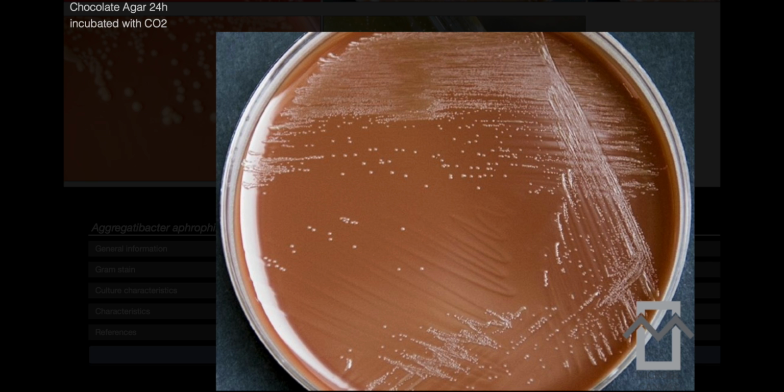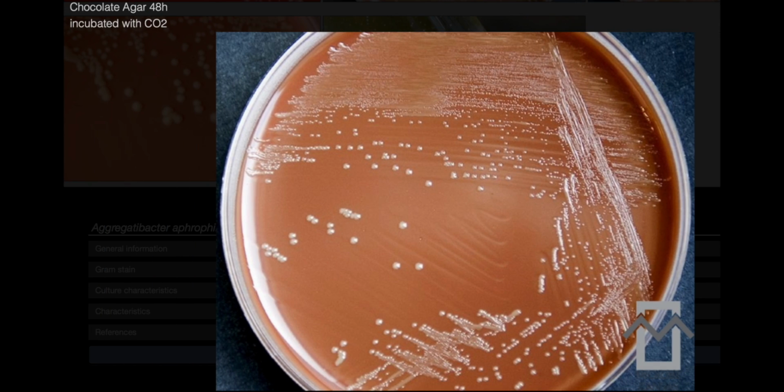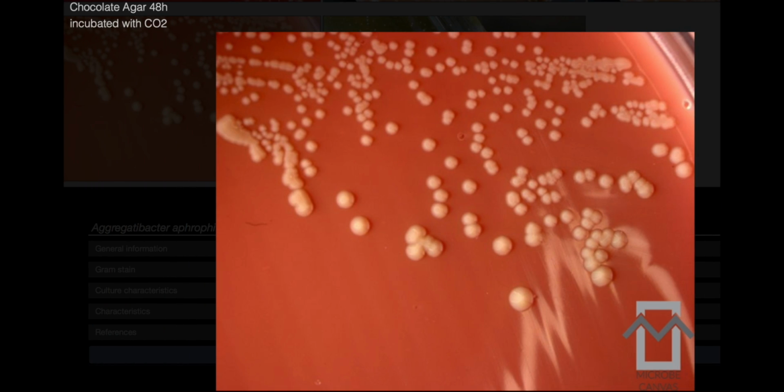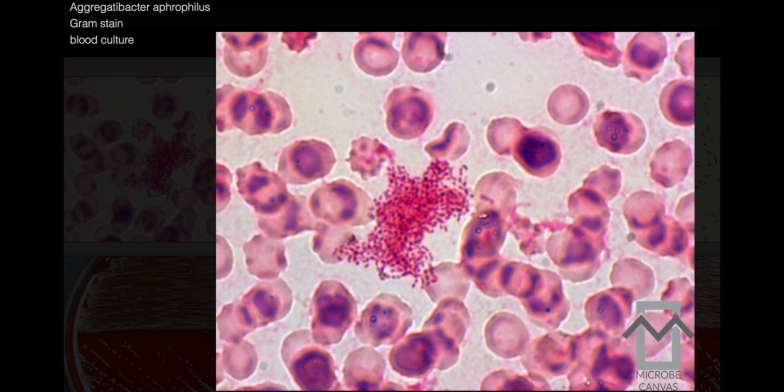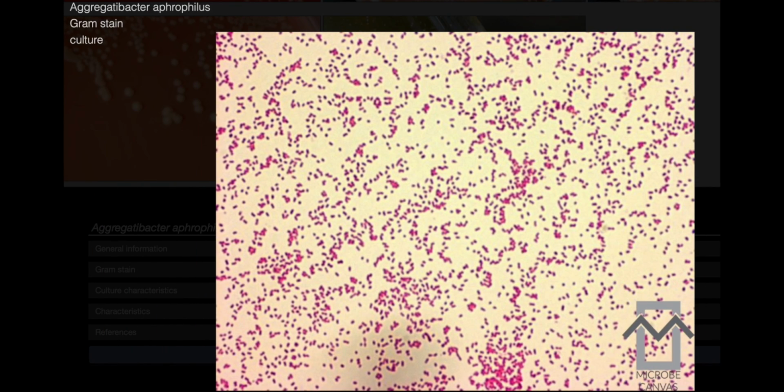Aggregatibacter aphrophilus may appear singly, in pairs, or in small, and sometimes large, clumps. A distinctive characteristic of this bacterium is its tendency to exhibit bipolar staining. This unique staining pattern creates an appearance reminiscent of Morse code, with alternating dots and dashes, further aiding in the identification of Aggregatibacter aphrophilus.